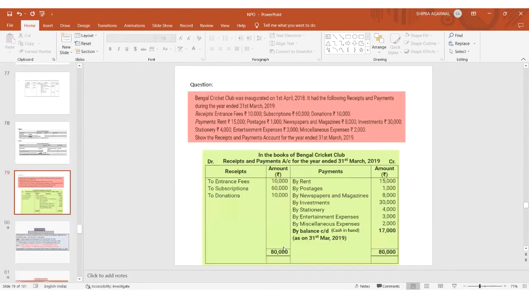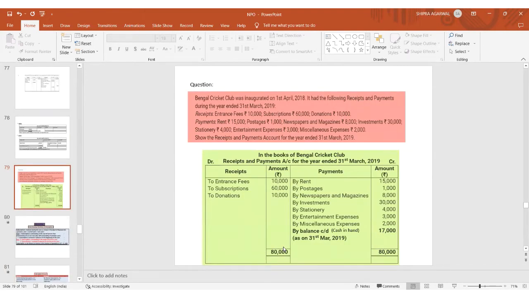Now, moving on to the next question. Bengal Cricket Club was inaugurated on 1st April 2018. It had the following receipts and payments during the year. Receipts of entrance fee. Entrance fee is a receipt, so I have written it over here. Subscription 60,000 here. Donations 10,000 here. Then all the payments I have written over here because they are asking you to prepare the receipts and payments account.